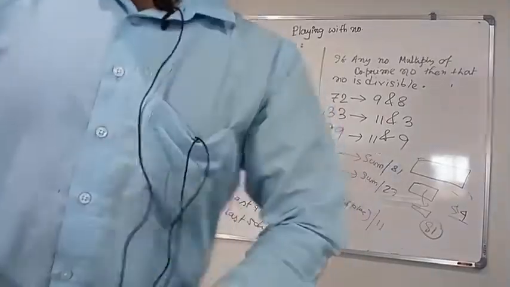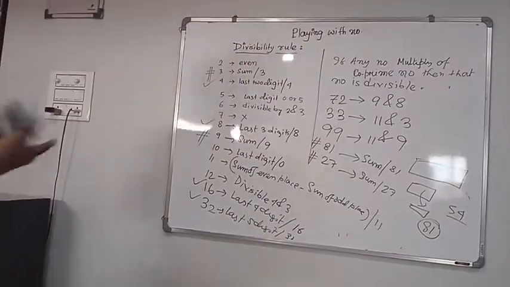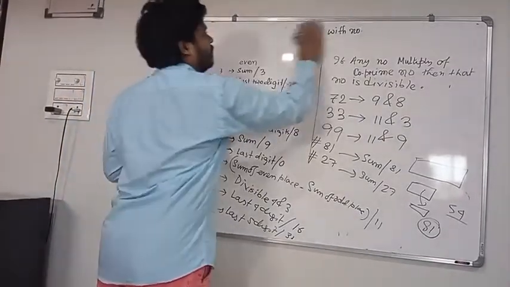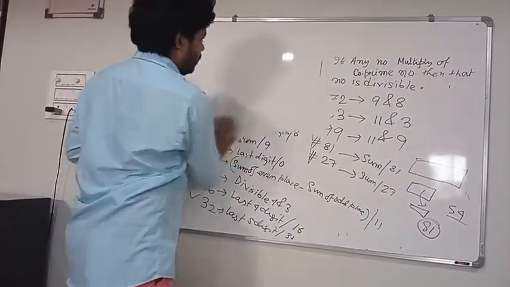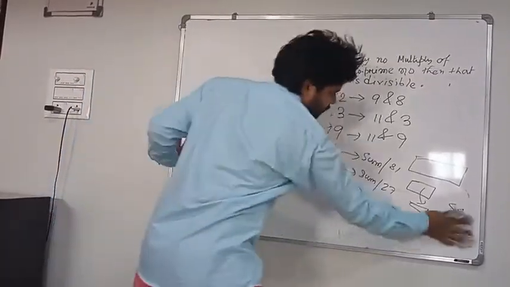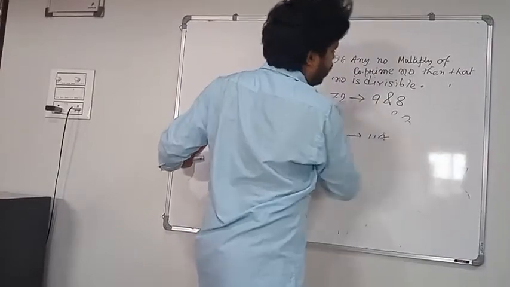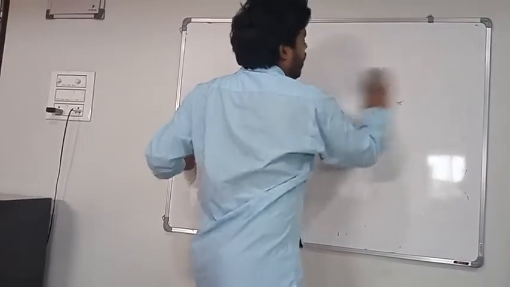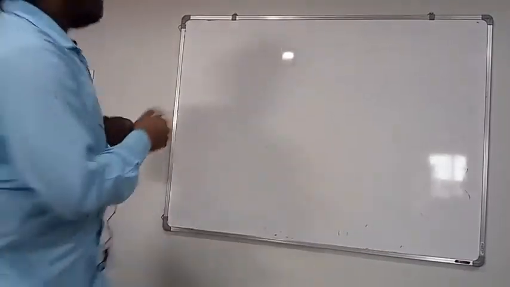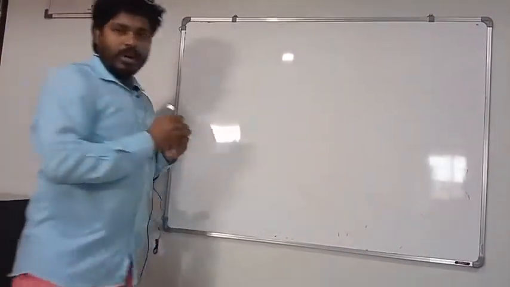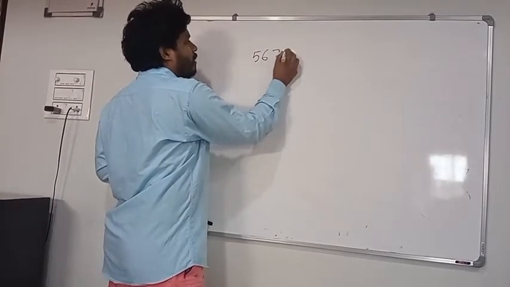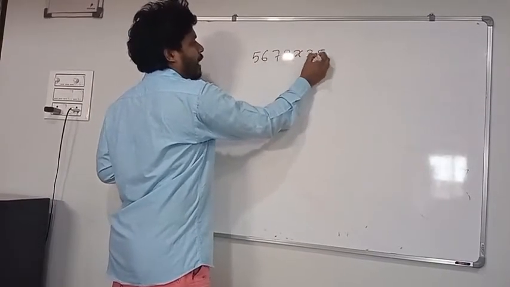Okay, so this portion is completed. Yes, sir. Divisibility rules. Next, I'm going to the next part. What is the number? 2-digit number, 3-digit number. Okay, I'm giving you one problem. Suppose one number is 5, 6, 7, 3, x, 2, 5.